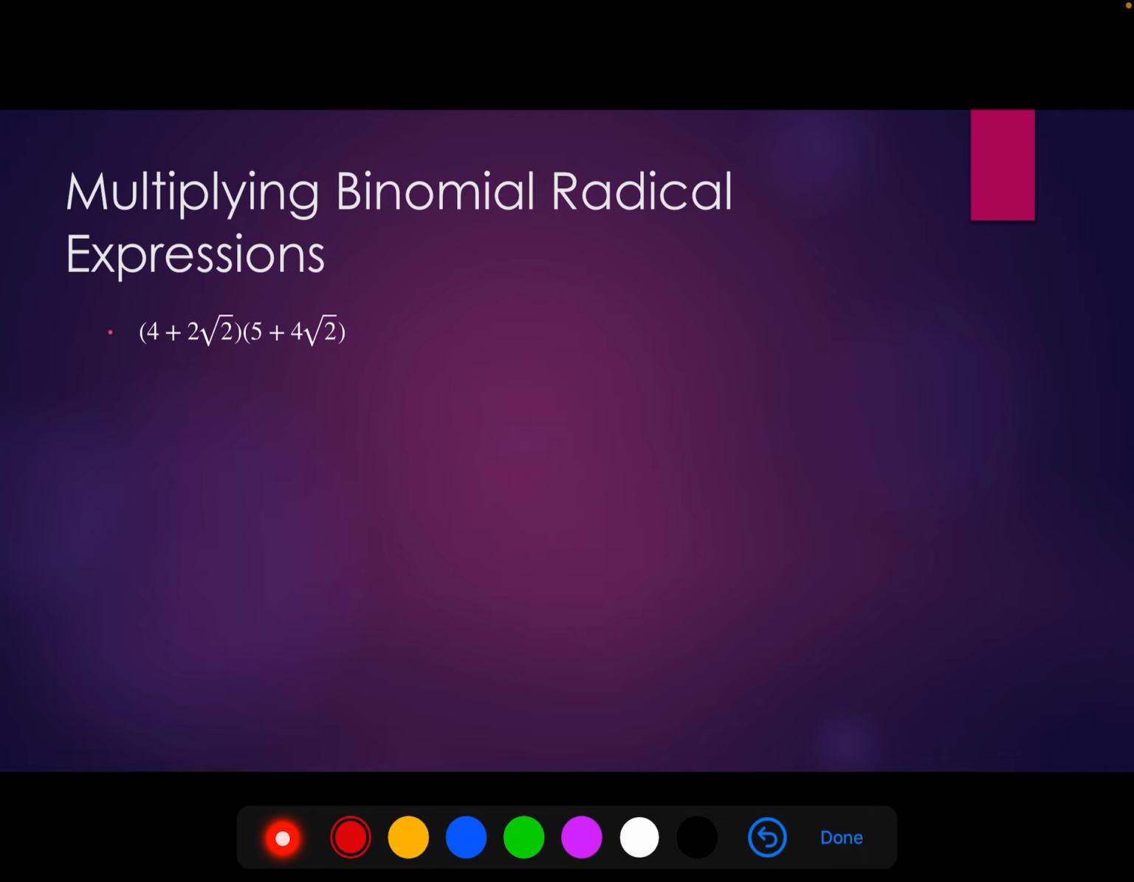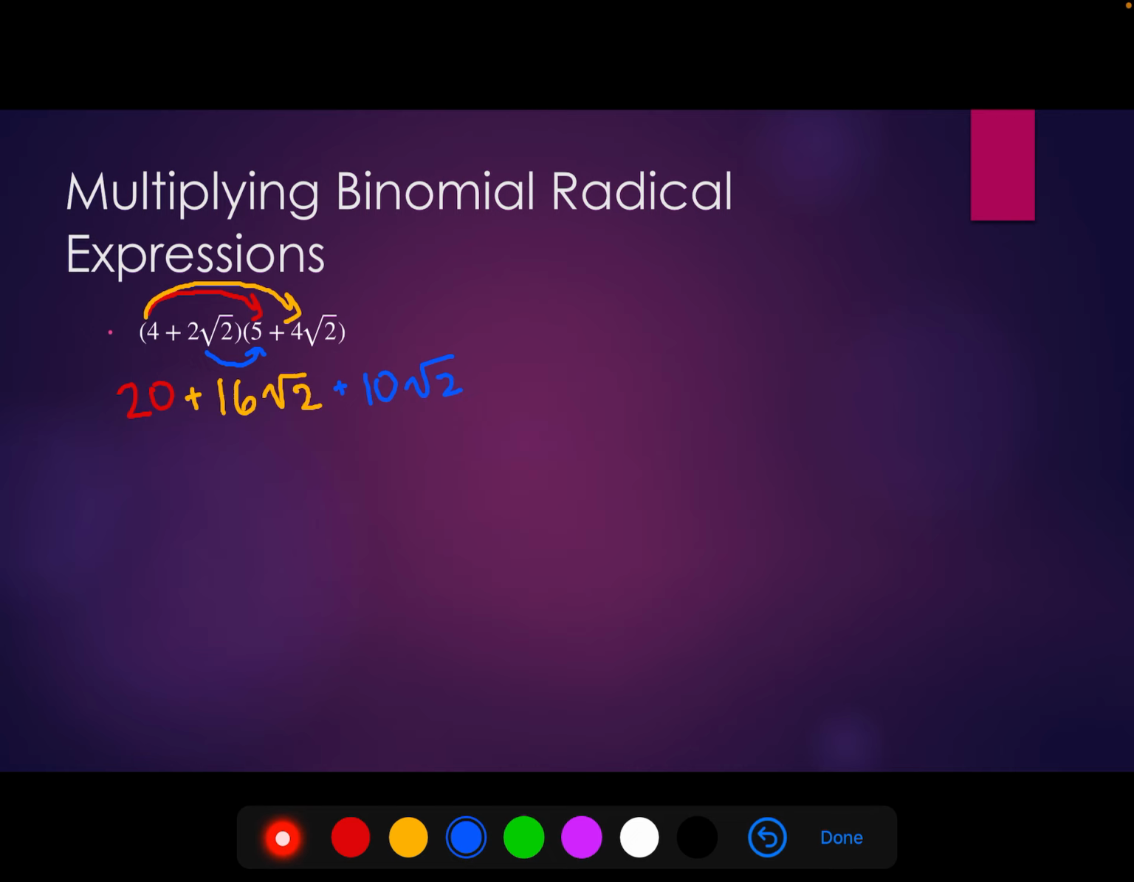So let's go ahead and start doing that. We have our first two terms, so we have 4 times 5, that equals 20. Then we have the outside, that's 4 times 4 root 2. Well, that gives us, I'm sorry, not 20, 16 root 2. Now we have the two inside terms, 2 root 2 times 5, and that gives us 10 root 2.